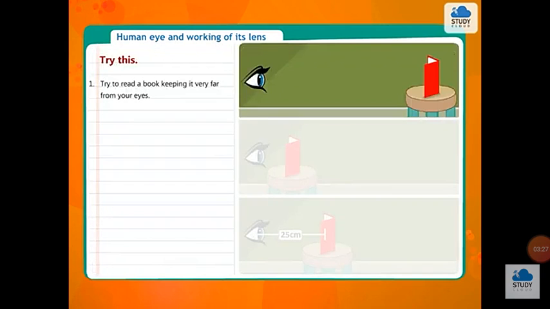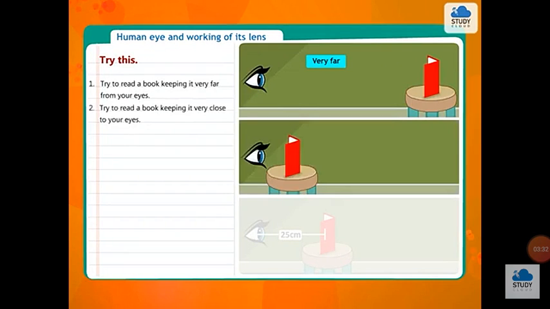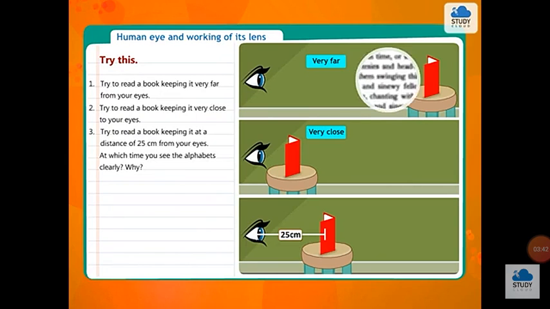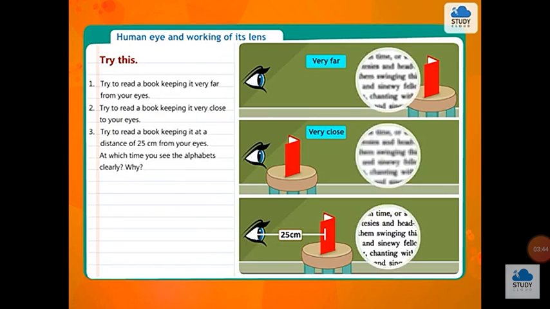Try this. 1. Try to read a book keeping it very far from your eyes. 2. Try to read a book keeping it very close to your eyes. 3. Try to read a book keeping it at a distance of 25 centimeter from your eyes. At which time you see the alphabets clearly, and why?